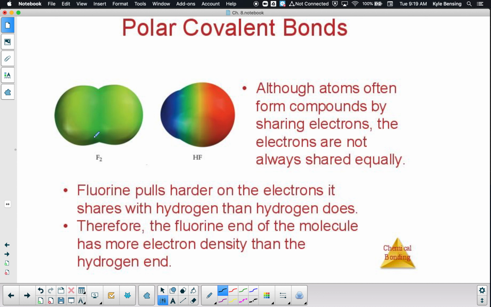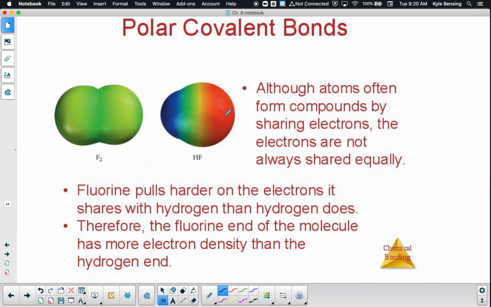The example here has both fluorine atoms pulling on the electrons the same amount because they're both the same kind of atom, which makes sense. So they both attract the electrons equally. But notice hydrogen over here with the different colors, hydrogen on the left-hand side and fluorine on the right-hand side. Now, fluorine actually pulls on the electrons a lot harder than hydrogen does. And this property is called electronegativity.